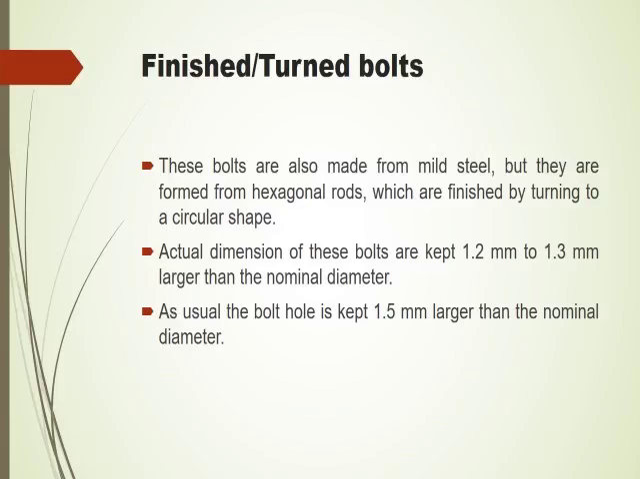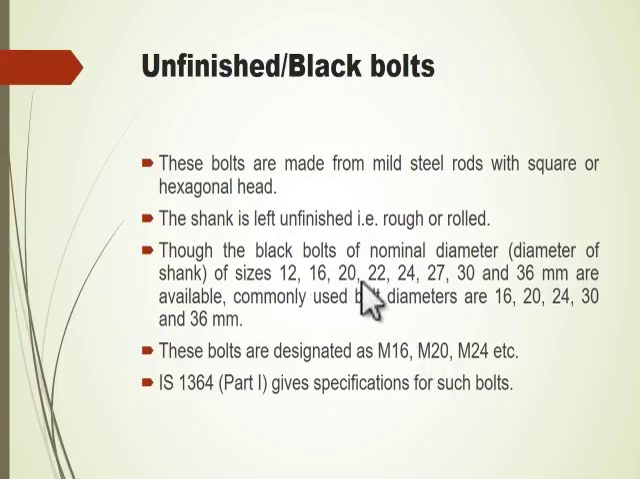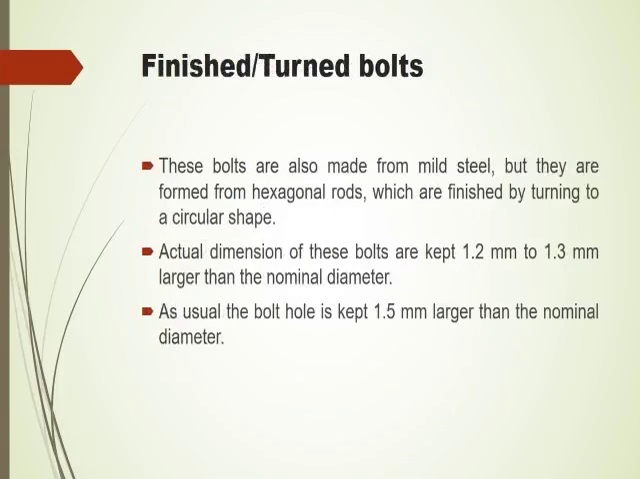And coming to finished or turned bolts, these bolts are also made from mild steel only, but they are formed from hexagonal rods. By making them from hexagonal rods, they will give the final finish to the bolts by turning them into a circular shape. And the actual diameter of these bolts is kept 1.2 to 1.3 mm larger than the nominal diameter. As we have talked about in the previous slide, nominal diameters are 12, 16, 20, 22, 24, 27, 30 and 36, and to the nominal diameters, the actual dimension of these bolts will be kept 1.2 to 1.3 mm larger.